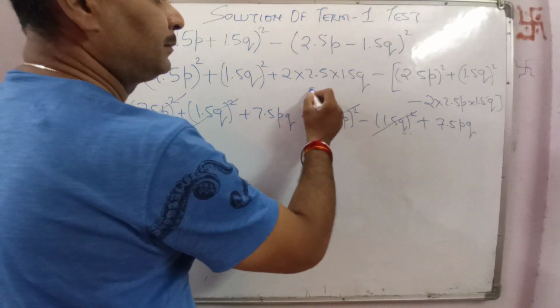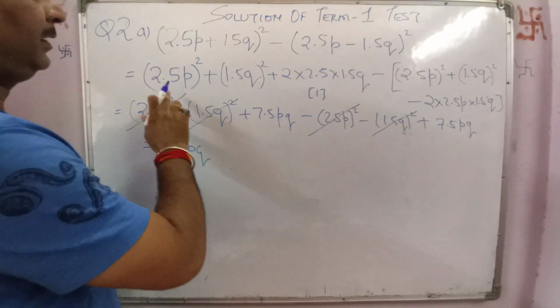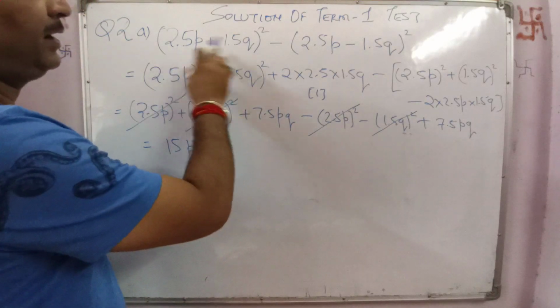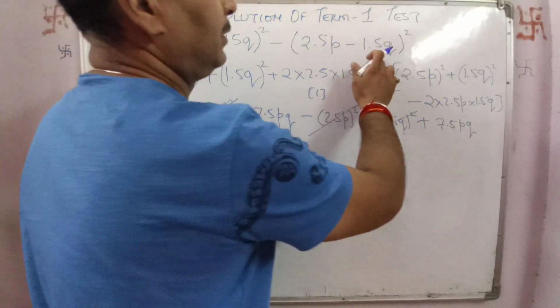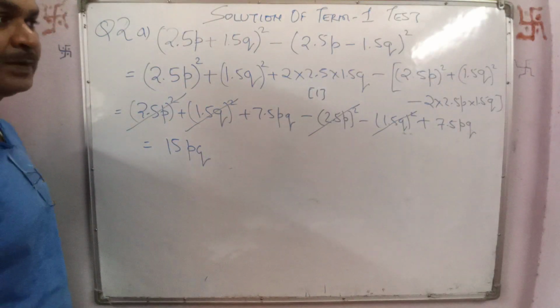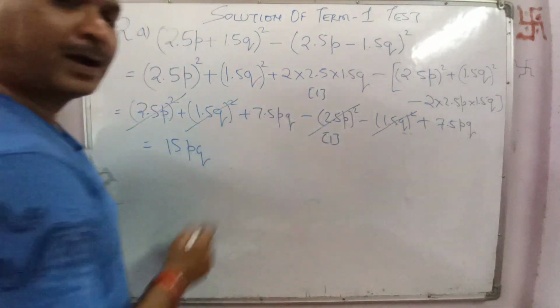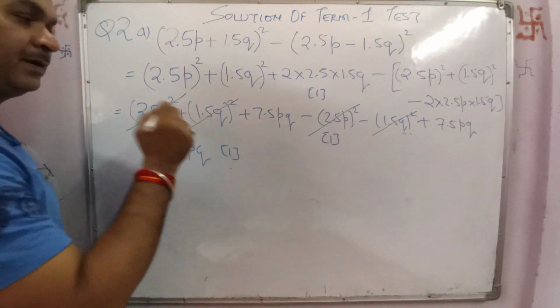1 mark for either of the correct expansion. Whether you have expanded using (a plus b) whole square or (a minus b) whole square, either of the correct expansion will give you 1 mark. Then on the second step, on changing the sign, you will get 1 mark for that, and 1 mark for the final answer.